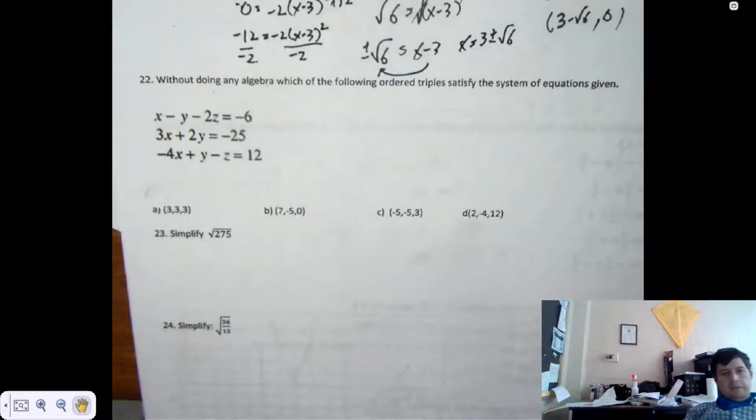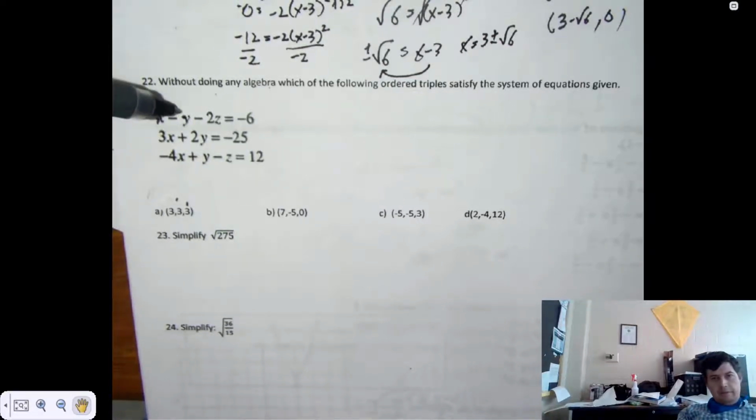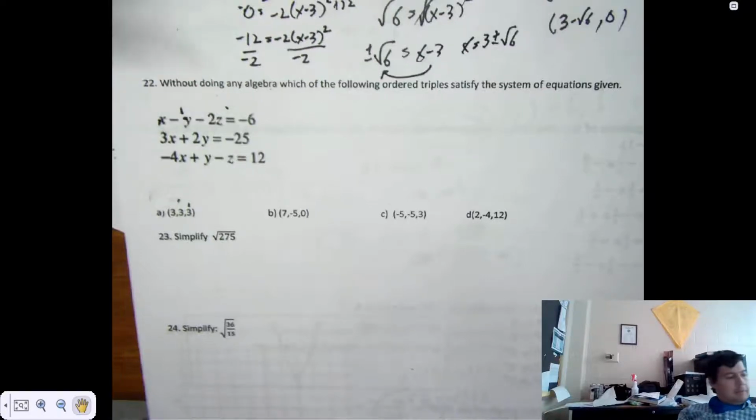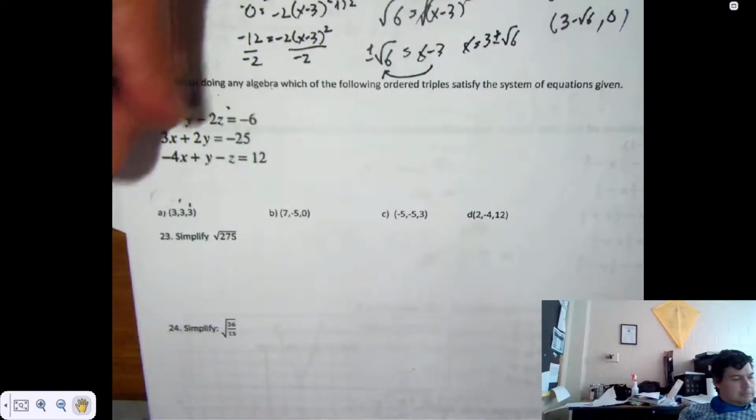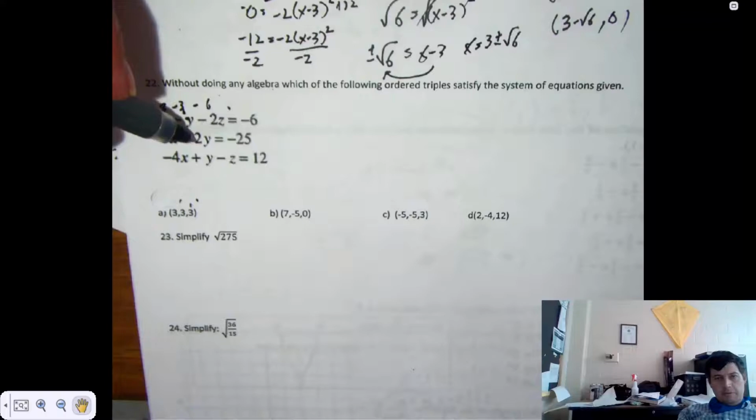I expect to see this one too. Without doing any algebra, which of the following ordered triples satisfies the system of equations that I've given? And this is substitution, and I'm not going to show the work here, but if I plug a 3 in there, a 3 in there, and a 3 in there, I'd have 3 minus 3 minus 6, right? Hey, that is -6. So it actually passed the first one. If I plug a 3, 3, and a 3 in here, I'd have 3 times 3, which is 9, plus 2 times 3, which is 6. It failed the second one, so it's not this one.